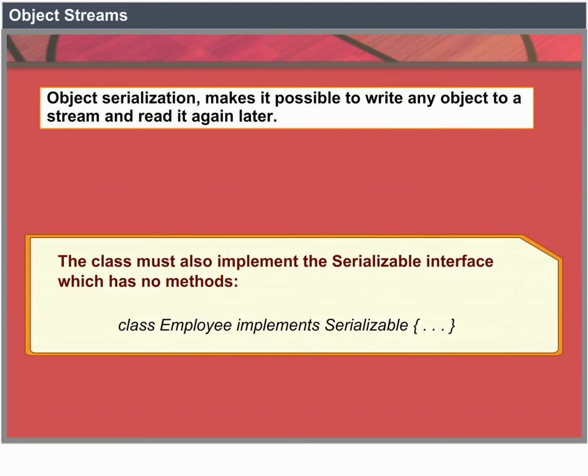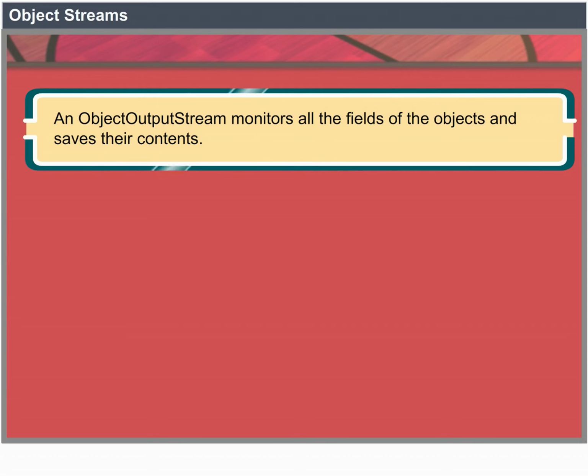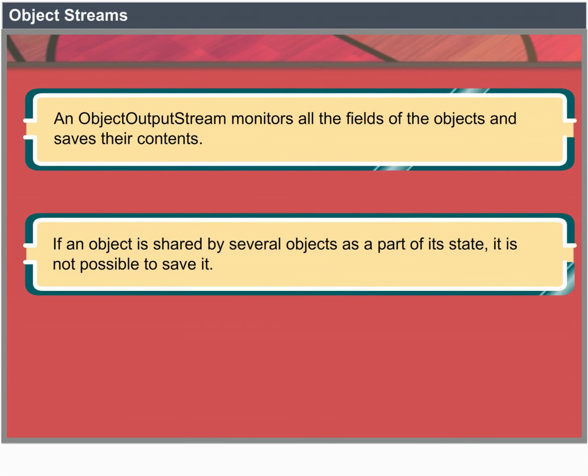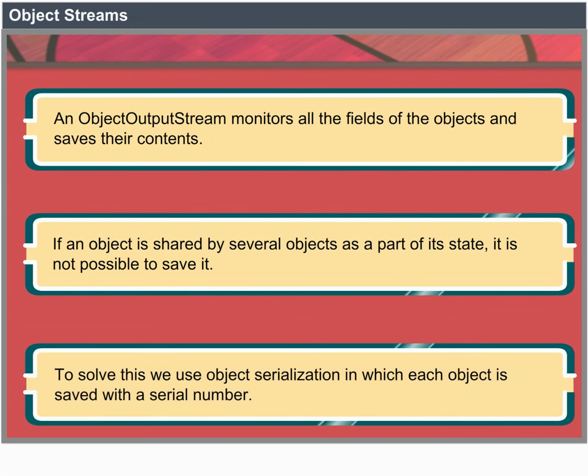The class must also implement the Serializable interface, which has no methods. class Employee implements Serializable. An ObjectOutputStream monitors all the fields of the objects and saves their content. If an object is shared by several objects as part of its state, it is not possible to save it naively. To solve this, we use object serialization, in which each object is saved with a serial number.